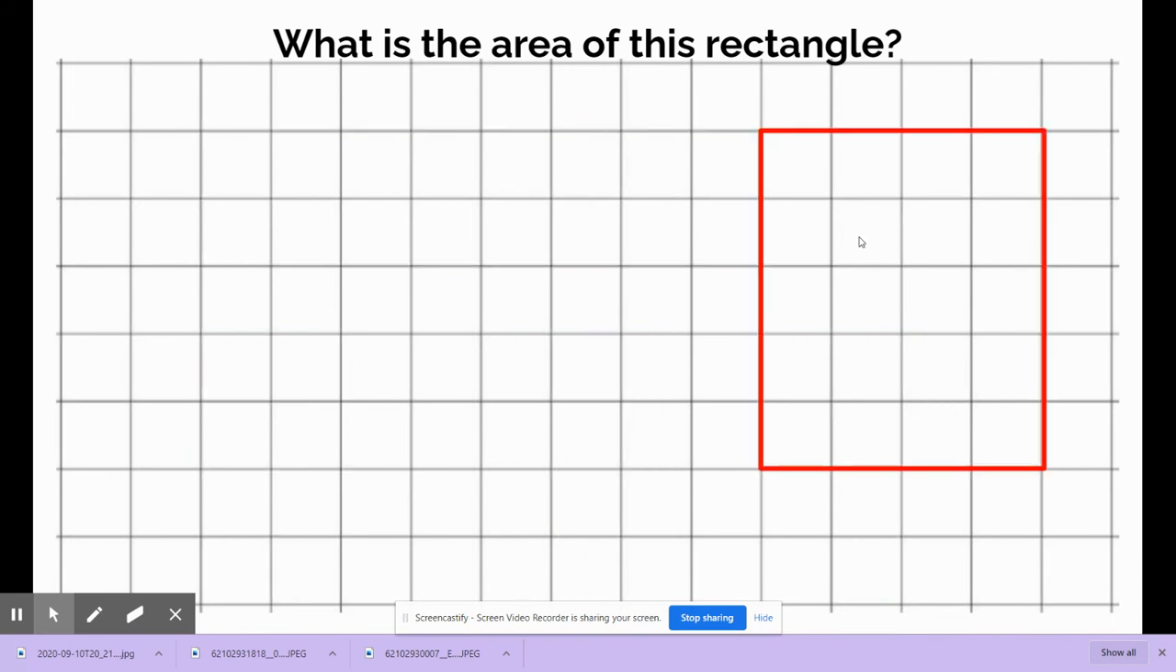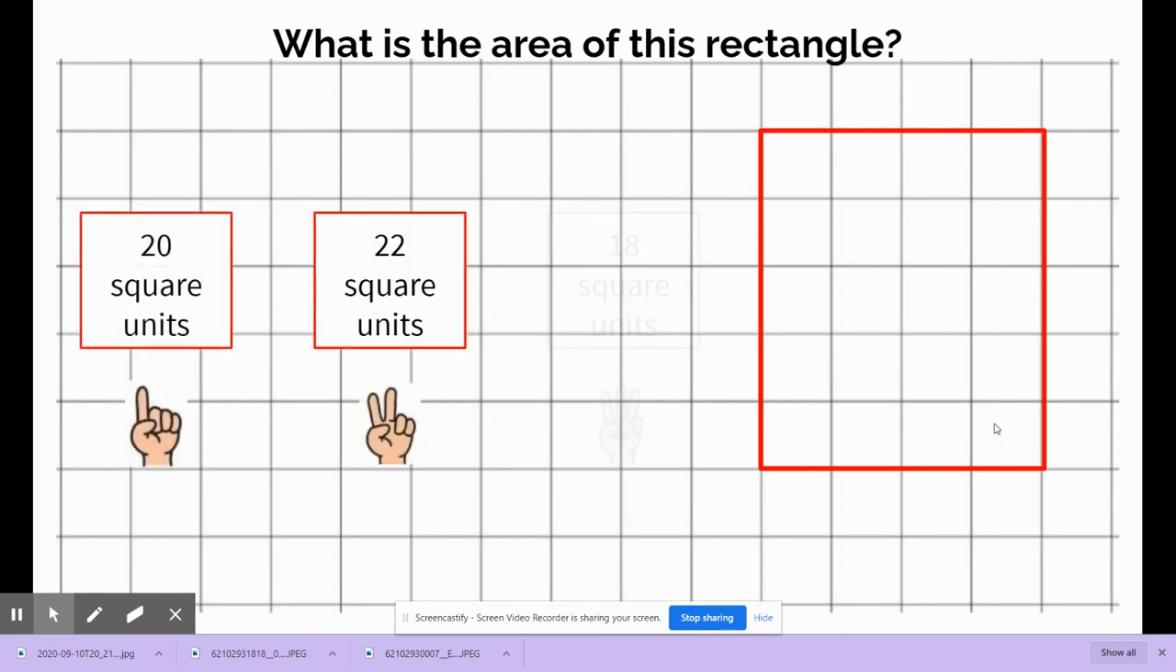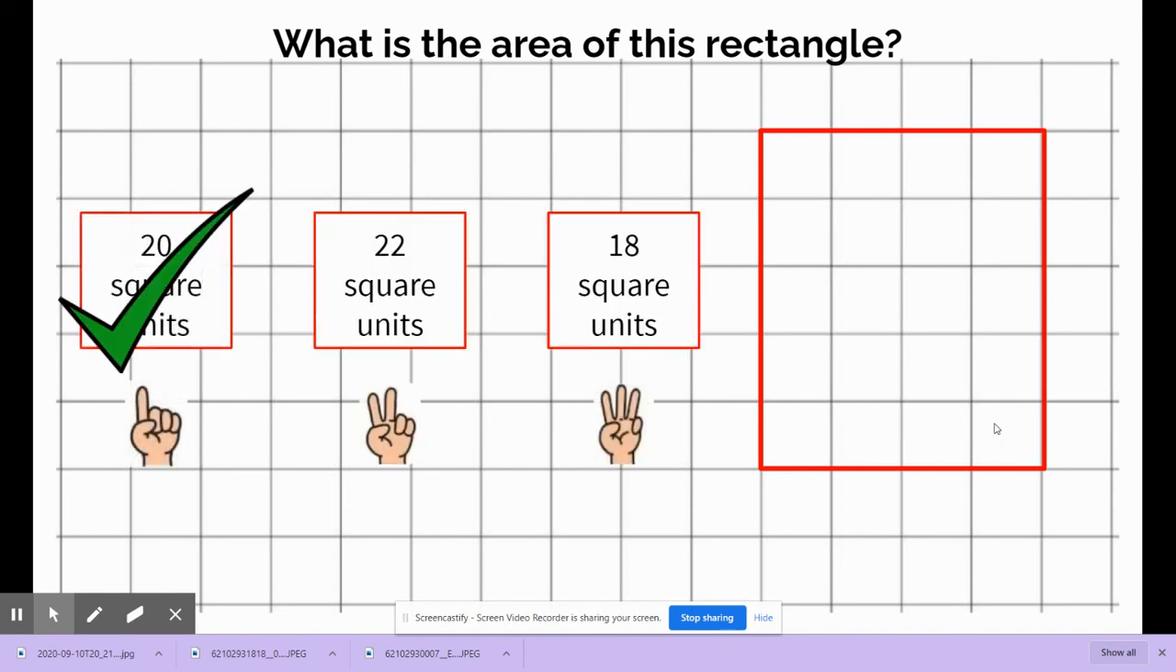Now look at this one. We've got 1, 2, 3, 4, 5, 6, 7, 8. You can continue counting by fours. 8, 9, 10, 11, 12, 13, 14, 15, 16, 17, 18, 19, 20. So now we know this is 20 square units.